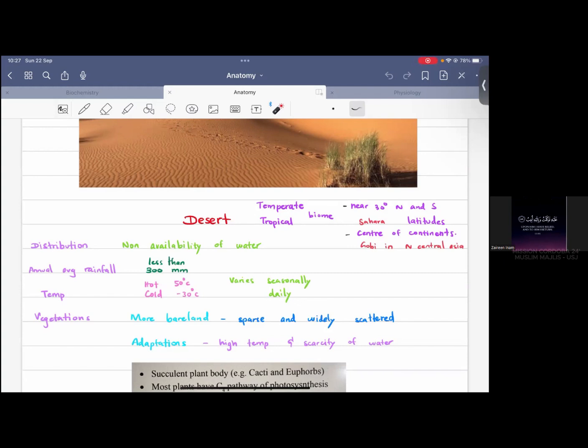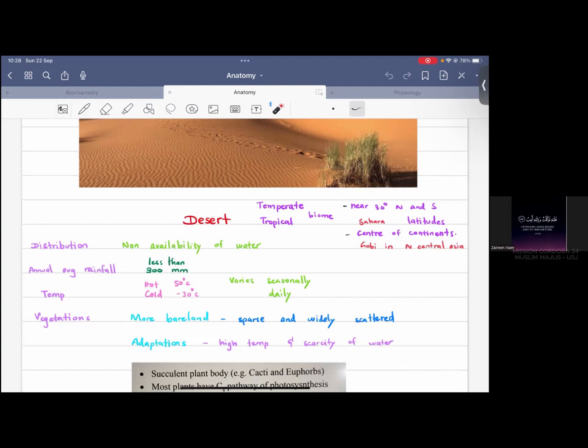The distribution of the biome is determined mainly by the non-availability of water, because we all know if it is a desert, the water is very less. Okay, so it has an annual rainfall which is less than 300 millimeter, and the temperature can be up to 50° Celsius in the hot deserts. There are also cold deserts that will be completely cold, which will have minus 30° Celsius. Okay, so the hot is very extreme, the cold very extreme. That you have to remember.